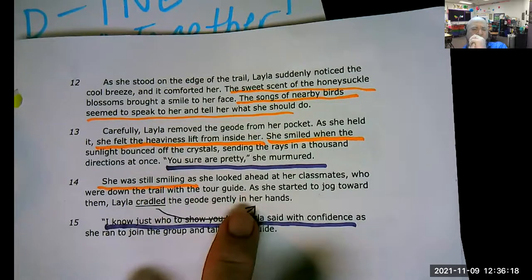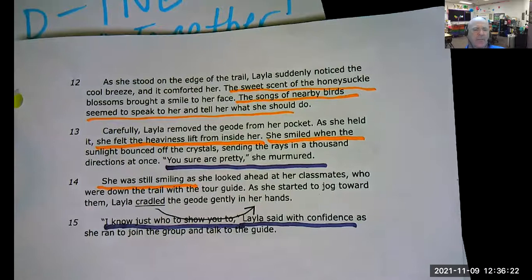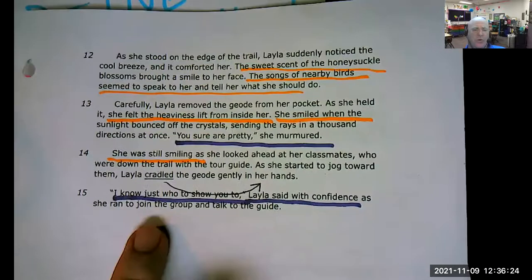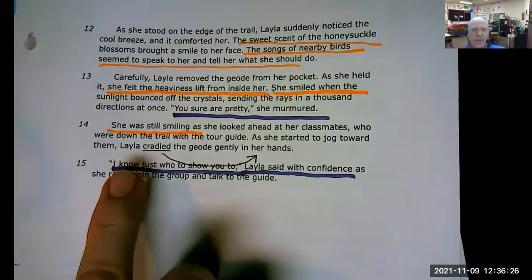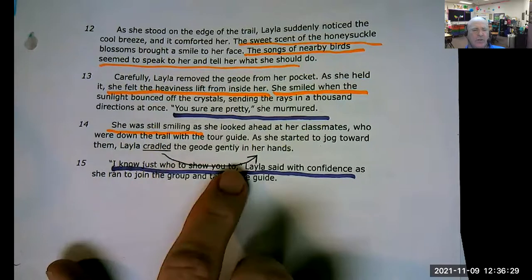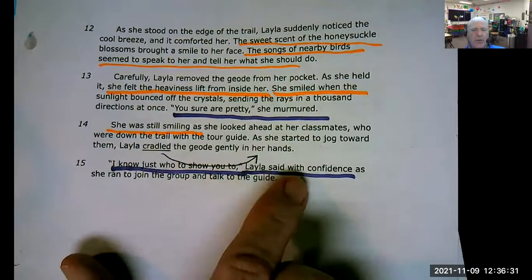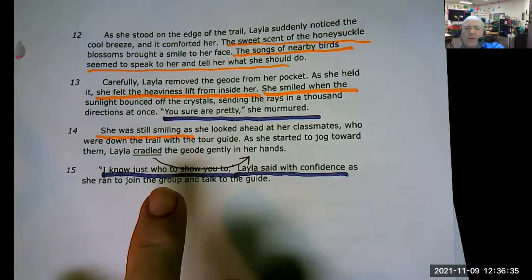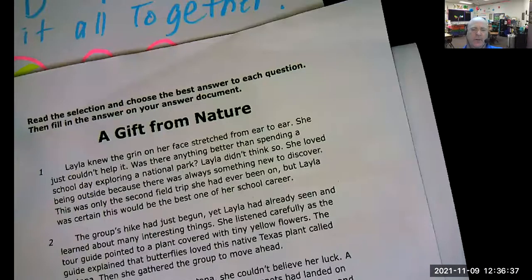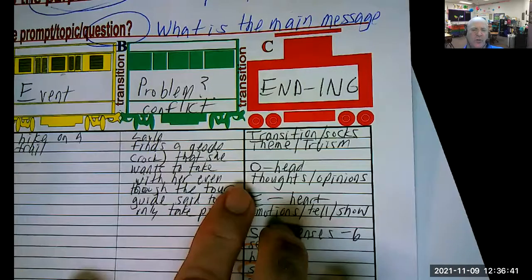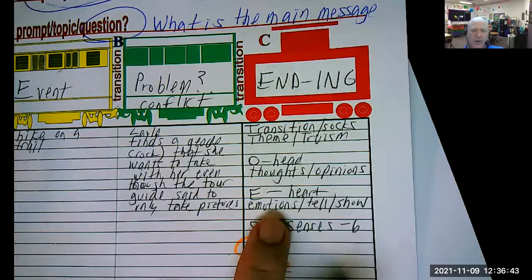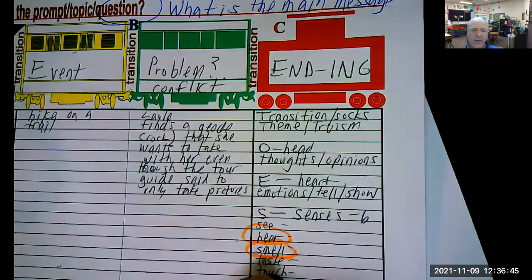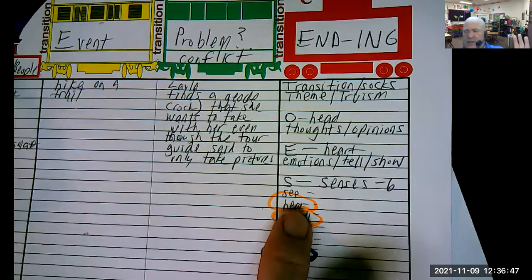Basically, she's showing how much she loves it. Closing thought, her ending: "I know just who to show you to," Layla said with confidence, her emotions as she ran to join the group and talk to the tour guide. So, some ending details. You got to hear her emotions. She told and showed some.